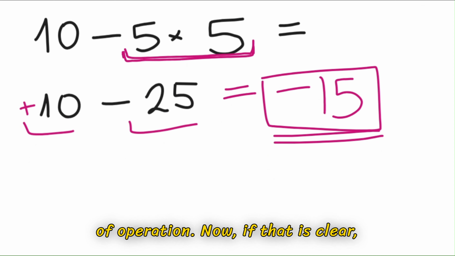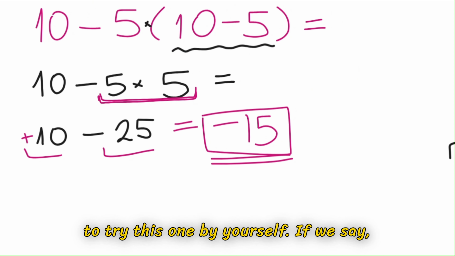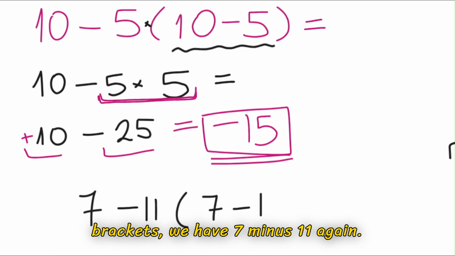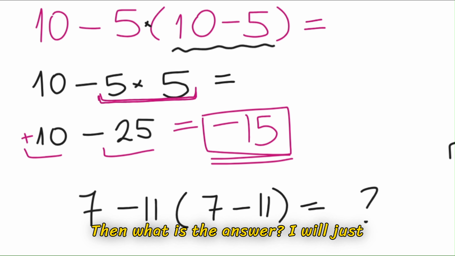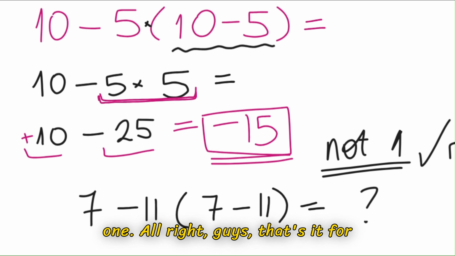Now, if that is clear, then I have a question for you. I'd like you to try this one by yourself. If we say, for example, 7 minus 11, and then brackets we have 7 minus 11 again, then what is the answer? I will just remind you, the answer is not 1.